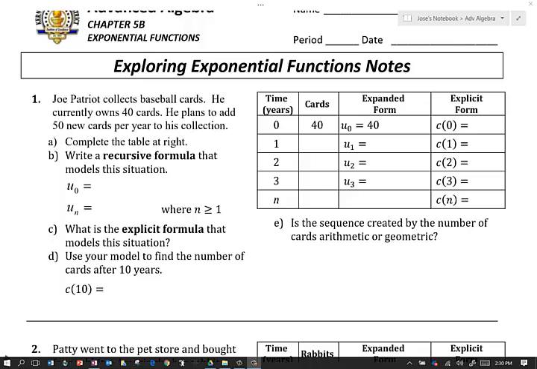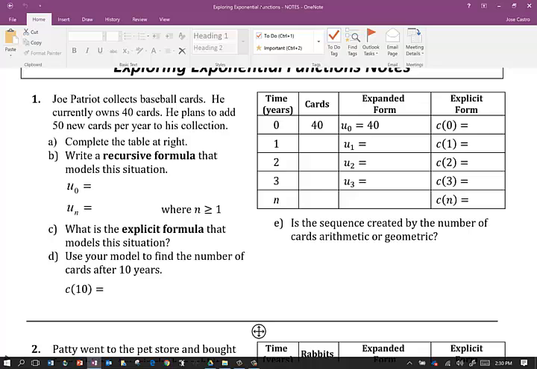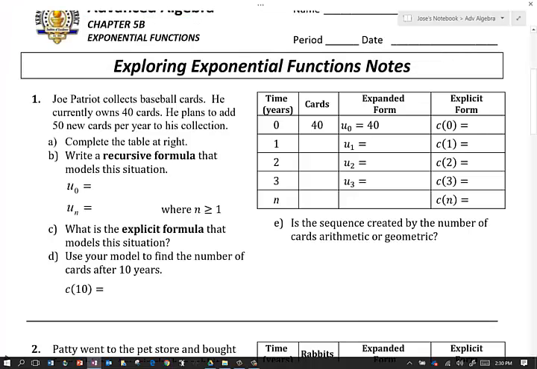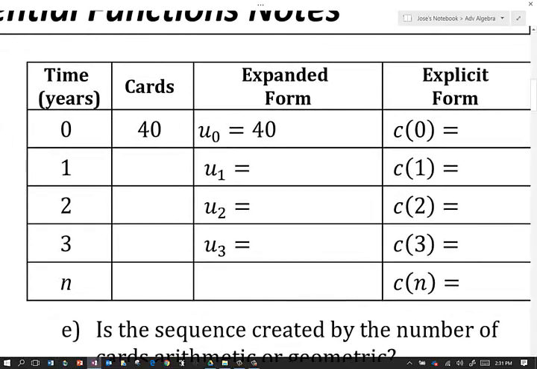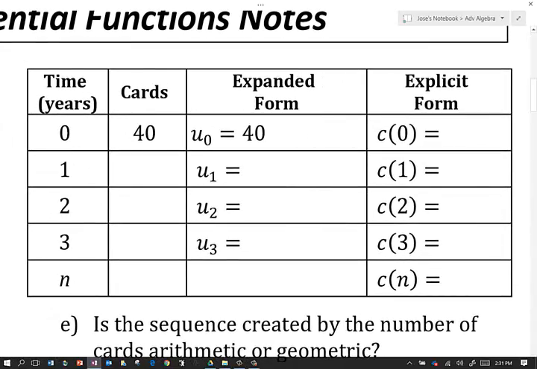This first example, notice that Joe Patriot is collecting baseball cards, and he currently owns 40. He's going to add 50 new cards each year to the collection. We need to complete this table to explore what is happening in here. So let's go to the table and let's see what's happening in here.